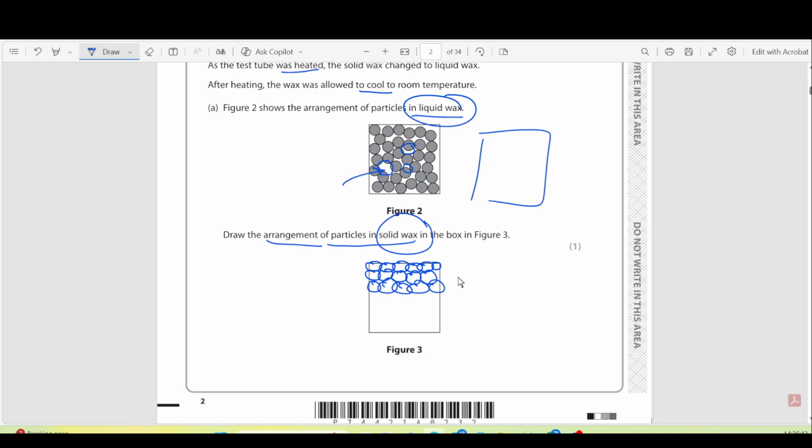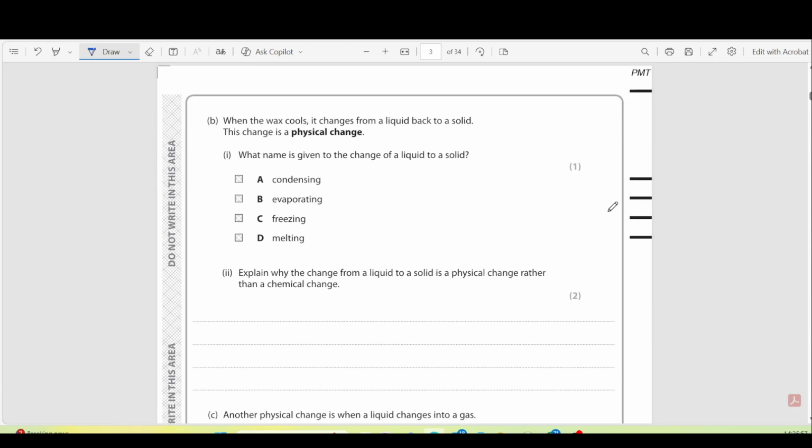And if suppose it asks for gas, then the gap is going to be too much, because gas particle forces are very weak and they move randomly, and there is an intermolecular gap space between them. Okay, let's go to the next one.